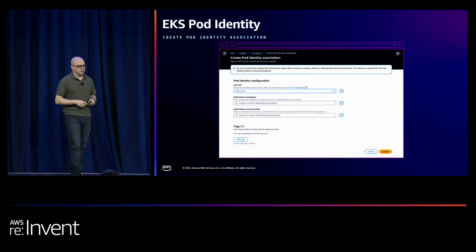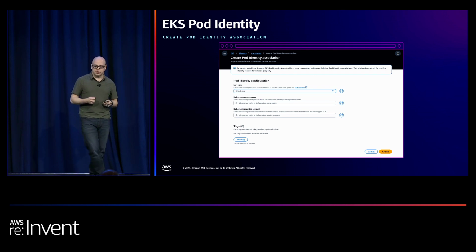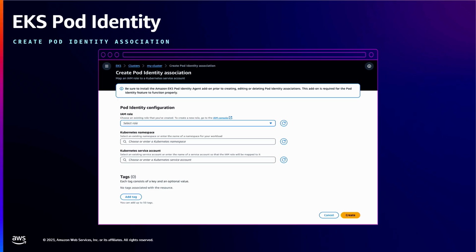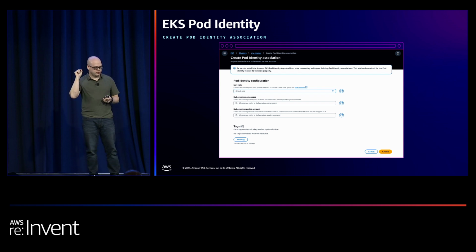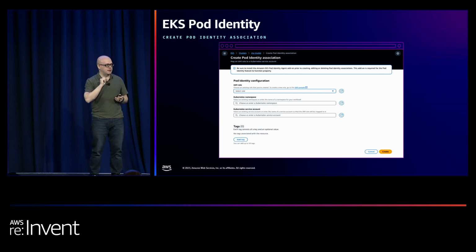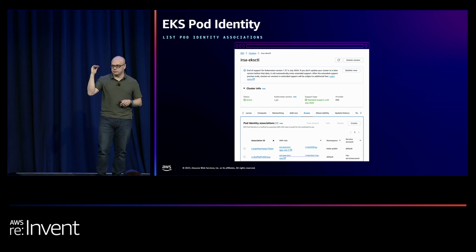So here's just a brief screenshot of what this looks like in the AWS console. You'll go to, on a cluster level, create a pod identity configuration. And so this is just a mapping of an IAM role to a Kubernetes namespace and a service account within that namespace. So this is that mapping: cluster, role, namespace, service account. And then you'll be able to see a list of those associations in the AWS console as well.